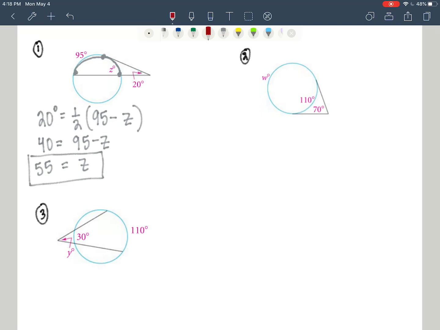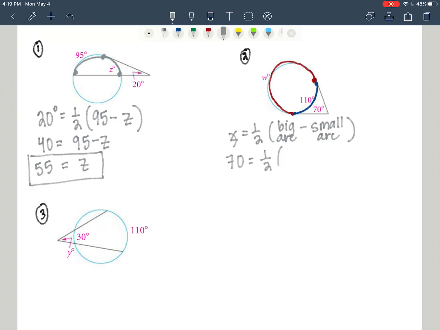Moving on to number 2, we've got our big arc and we've got our small arc. And we know the angle outside, so the angle is equal to 1/2 the big arc minus the small arc. So the angle is 70 degrees. So we're going to put a 70 in for the angle, equals 1/2. The big arc is W and the small arc is 110.